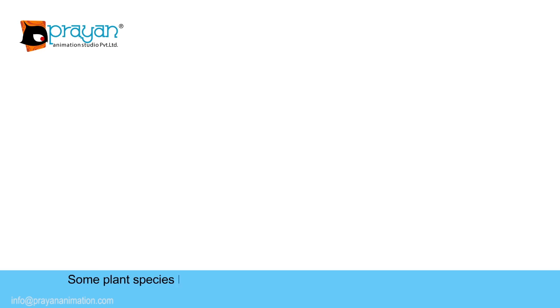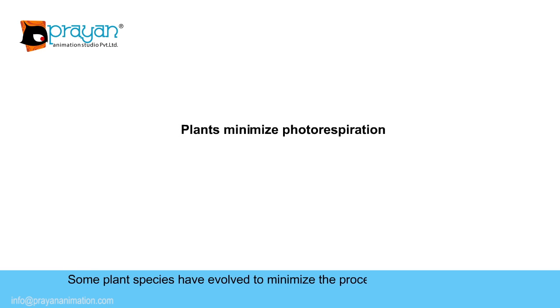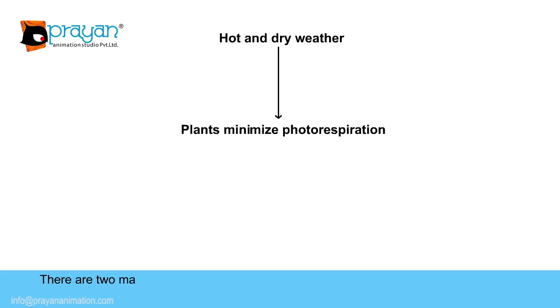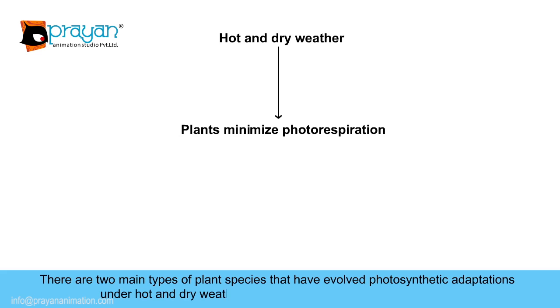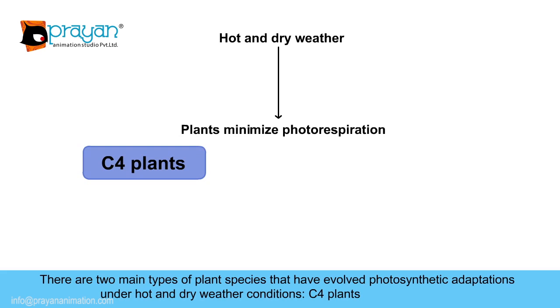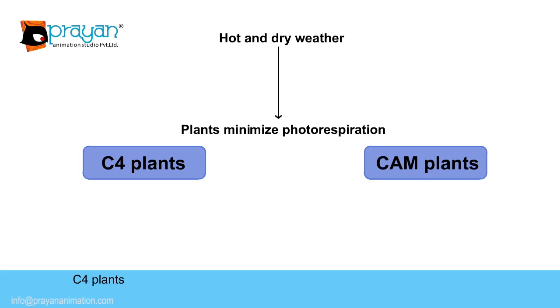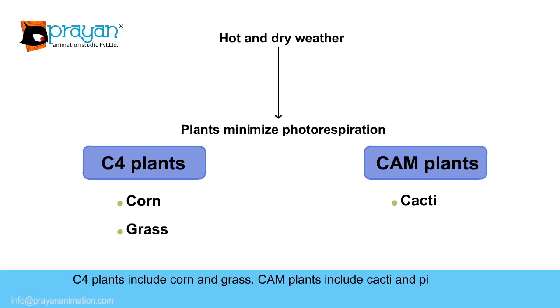Some plant species have evolved to minimize the process of photorespiration under hot and dry weather conditions. There are two main types of plant species that have evolved photosynthetic adaptations under hot and dry weather conditions: C4 plants and CAM plants. C4 plants include corn and grass. CAM plants include cacti and pineapples.